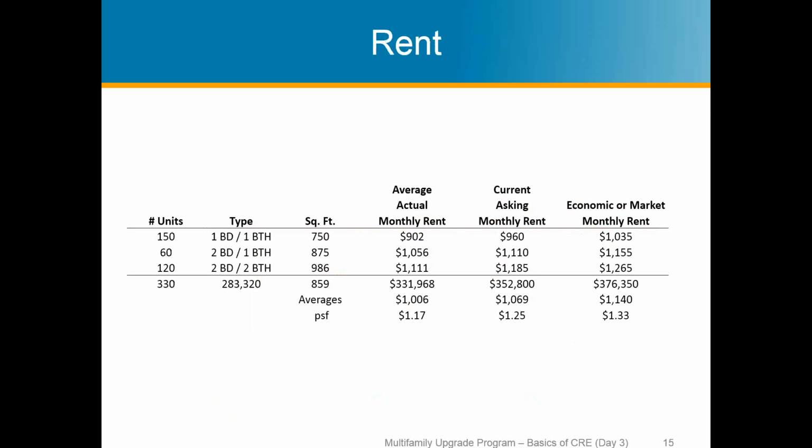So in our particular example, the 1-bedroom, 1-bath, the average actuals today are about $902. But upon doing our rental survey and doing our adjustments, we see that we can potentially raise rents to $1,000, $1,035. So every single one could be raised about $100 to about $150 per month. So that's a nice little bit of headroom that we've created by investing in this asset. So my total monthly rent would increase from $332,000 to about $376,000. So again, from a monthly perspective, we're increasing the value by $40,000.